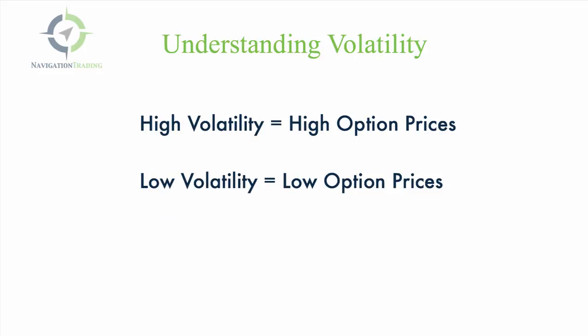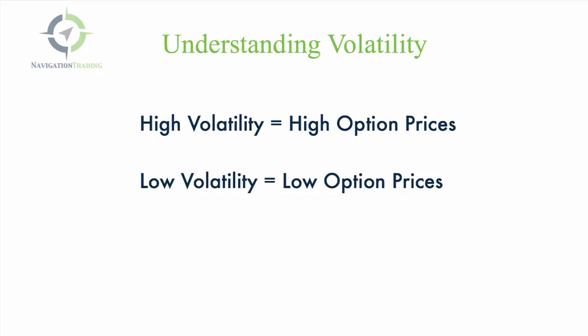So let's talk a little bit more about volatility. When volatility is high, when there is additional fear in the marketplace, that equals higher option prices. So high volatility equals high option prices. On the flip side of that, low volatility equals low option prices. So if a market is complacent or just grinding along, there's no fear in the marketplace, typically the option prices of that underlying market are going to be low.